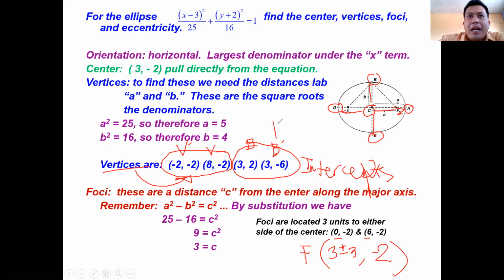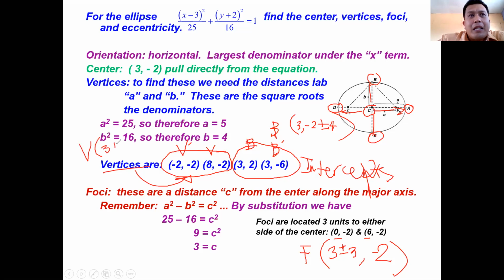Same goes with the intercept, class. The intercepts would be 3 and negative 2 plus minus 4. So negative 2 plus 4 is positive 2. Negative 2 minus 4 is negative 6. And then for the vertices, you have 3 plus minus 5 and negative 2, which are the coordinates here as simplified.